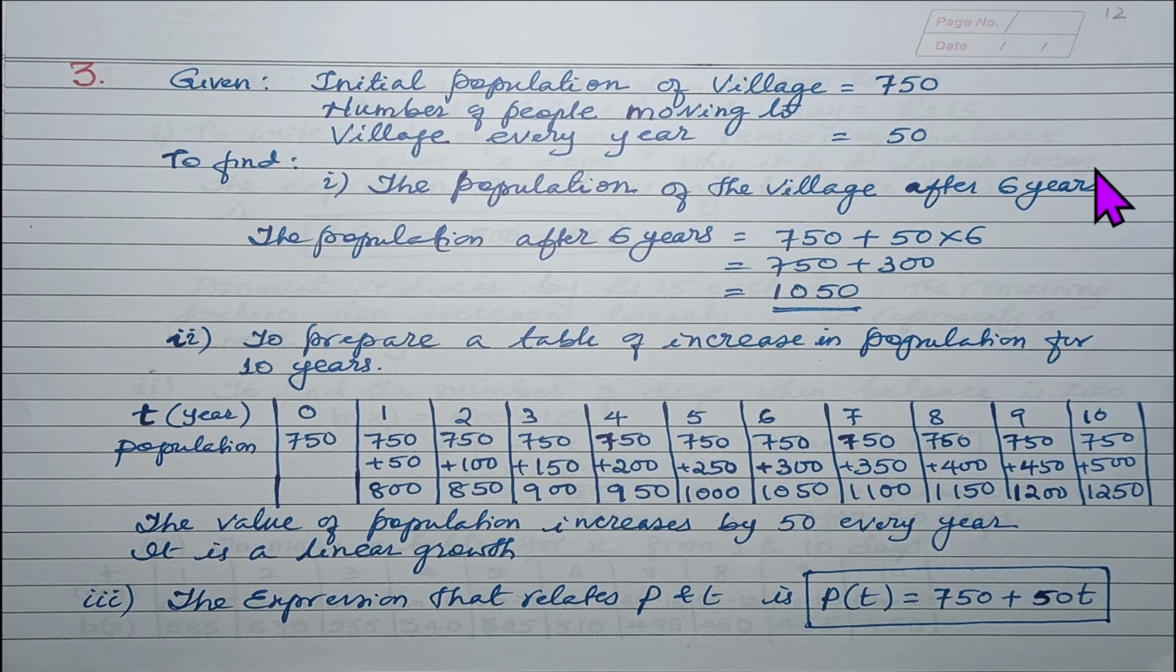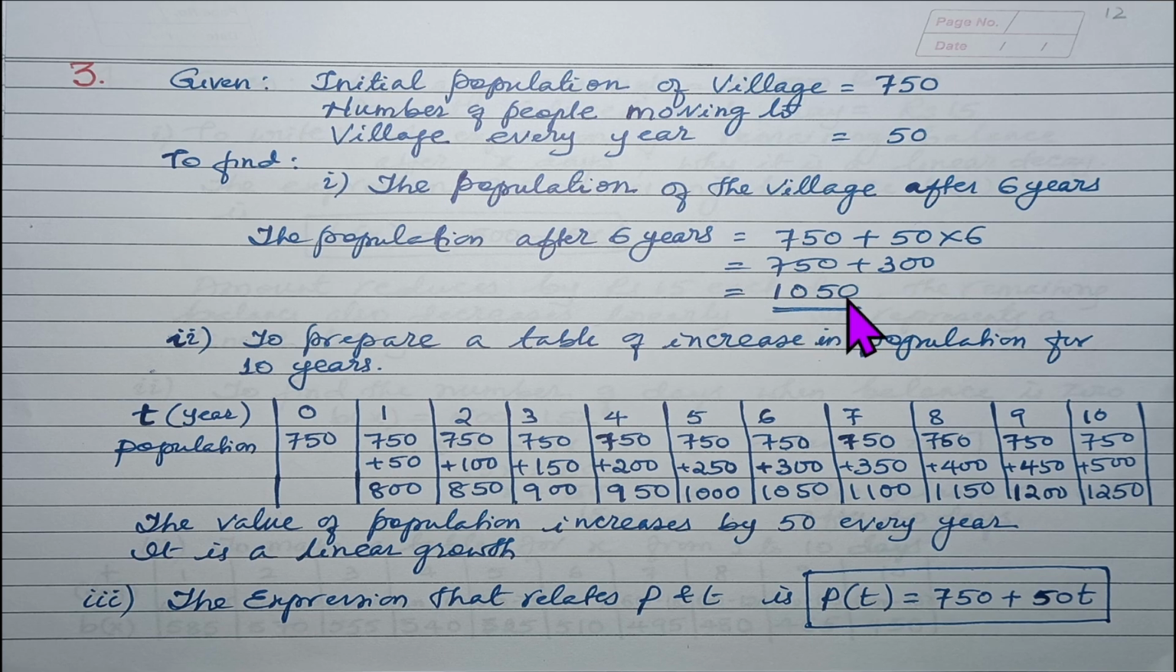Remember that. Now coming to the next example, the initial population of a village is 750. Number of people moving to the village from the city every year is 50. So every year 50 people join 750. So 750 plus 50 in the first year, 750 plus 100 in the second year, and so on. So the population of the village after 6 years would be 750 plus 6 times 50, 750 plus 300, that is 1050.